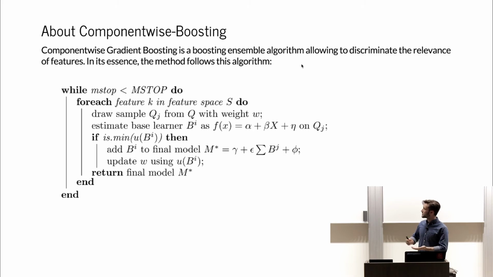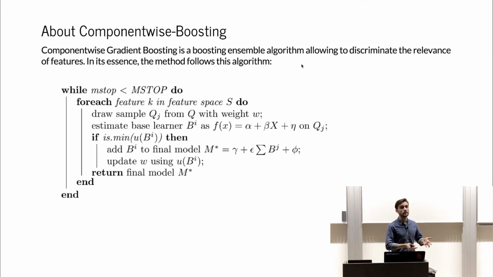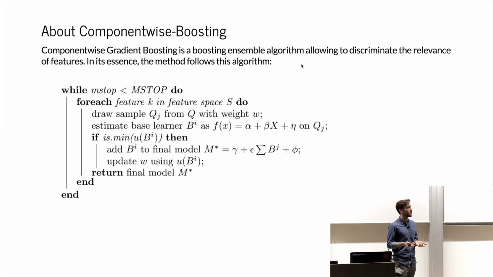What actually happens is in every single one of those m-stop iterations, we build a base learner for all of our features. So let's say we have 200 features in our feature space. Every single iteration, we build 200 linear models with only one feature. What then happens is we're looking at which one of those base learners is fitting the data the best.